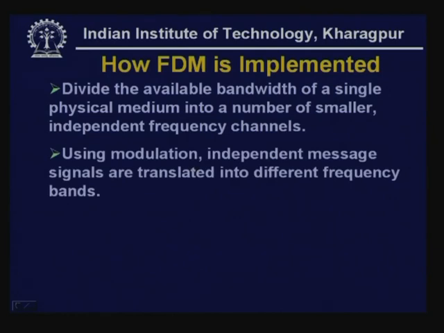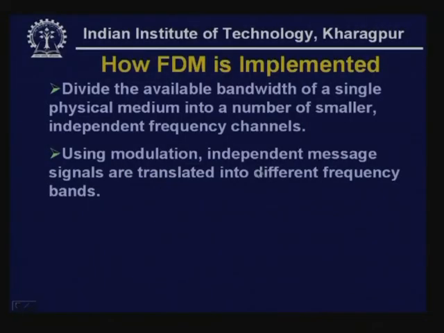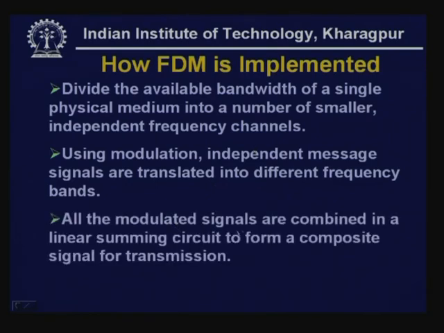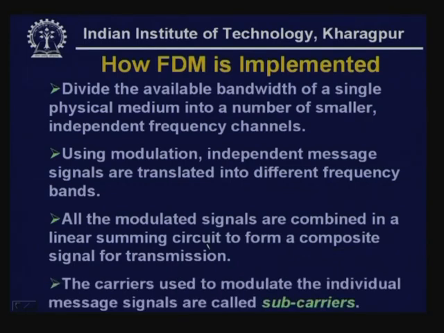Then using modulation, independent message signals are translated into different frequency bands. As we have seen, by using modulation technique, that can be done, because modulation allows narrow banding, and by narrow banding they can be translated to different frequency regions, frequency bands. All the modulated signals are then combined by using a linear summing circuit to form a composite signal for transmission through a medium. And obviously, you will require a number of carriers to modulate the individual message signals, which are known as subcarriers.